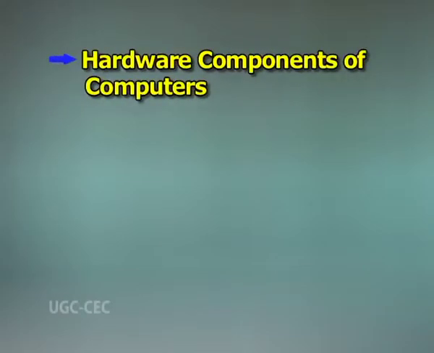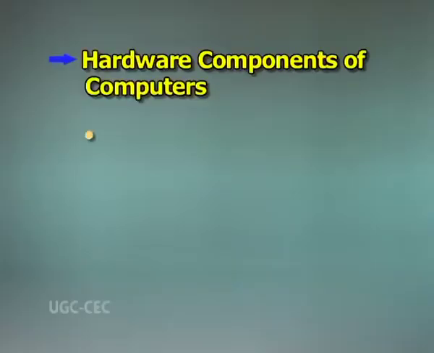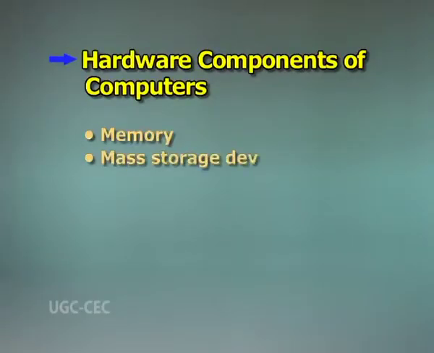Now we will see the various hardware components of computers. All general purpose computers require the following hardware components. The first is memory, which enables a computer to store, at least temporarily, data and programs. Next, the mass storage device. A mass storage device allows a computer to permanently retain large amounts of data. Common mass storage devices include disk drives and tape drives.